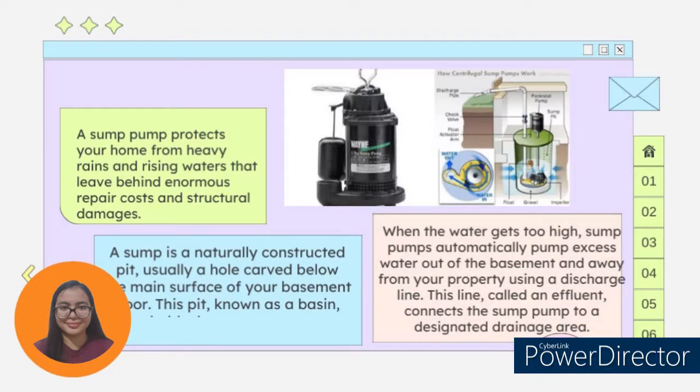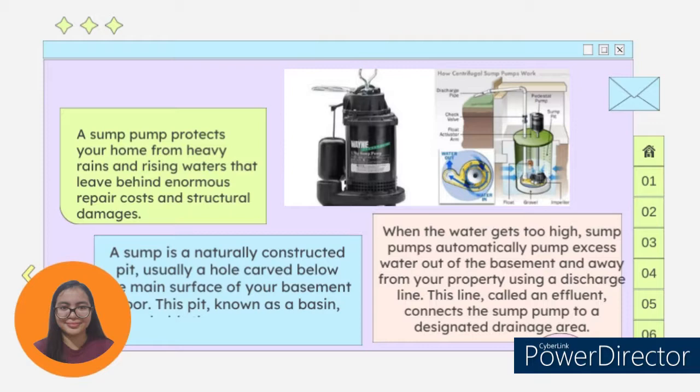A flooded basement is a homeowner's nightmare, so it is beneficial for homeowners to have their own sump and sump pump system to prevent such disaster from happening. A sump pump protects your home from heavy rains and rising waters that leave behind enormous repair costs and structural damages. A sump pump moves water from your basement out of your home.